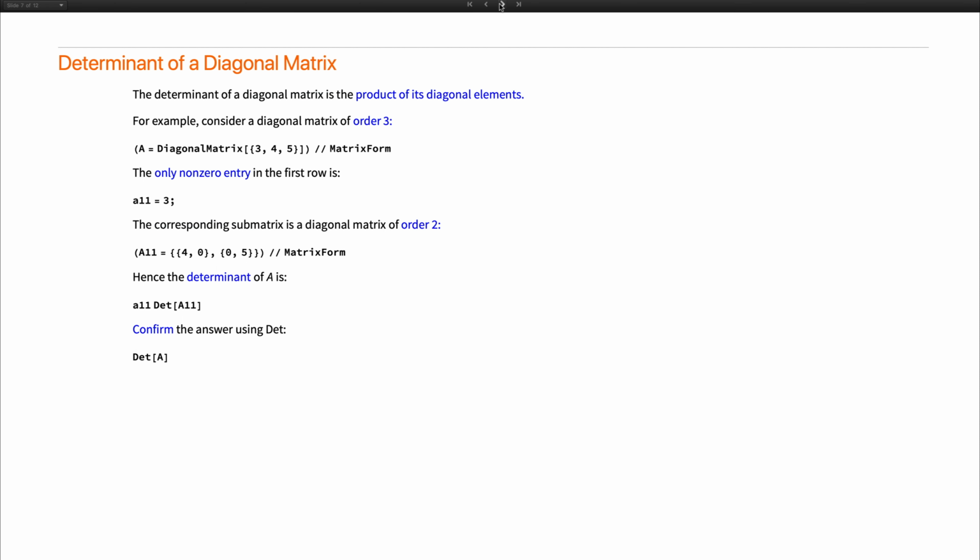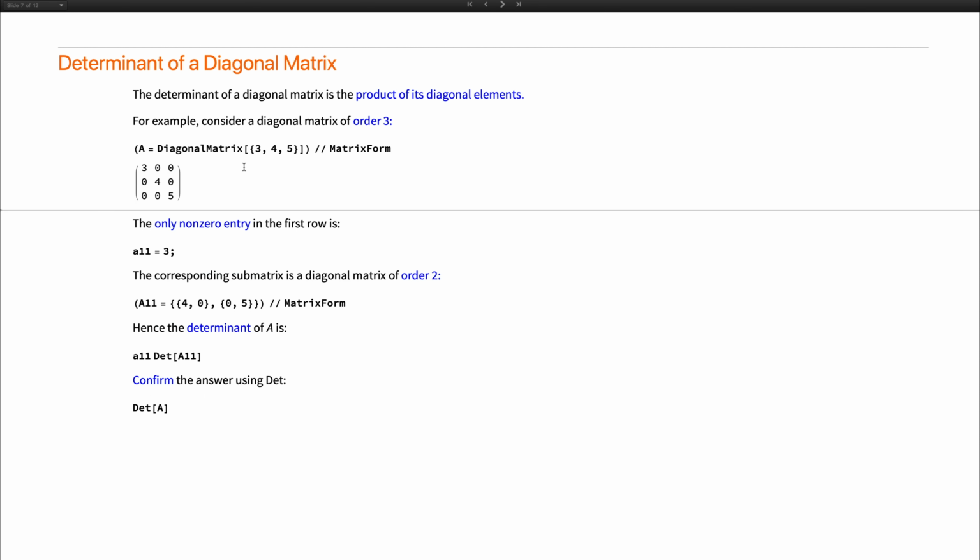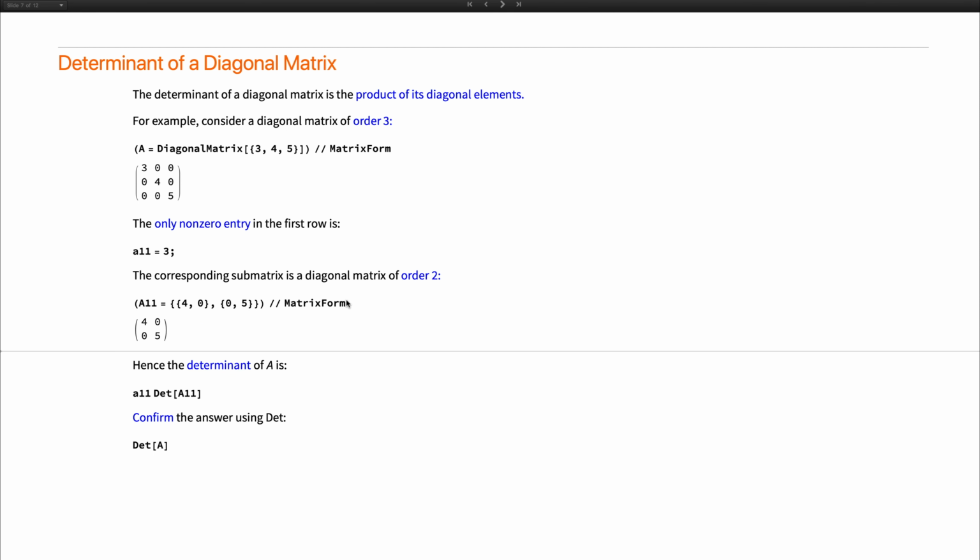Okay, another simple case is the case where you have a diagonal matrix. And in such a case, the determinant is going to be the product of the diagonal elements. That's a nice result. So for example, here you have a diagonal matrix of order 3. The elements over here are 3, 4, 5 along the diagonal. And again, if you try and expand it out, in the first row you only have one non-zero element, 3. Work out the corresponding submatrix. And hence, if you go recursively, the answer for the determinant is going to be 60, which you can confirm quickly.